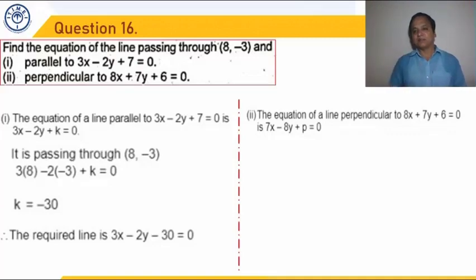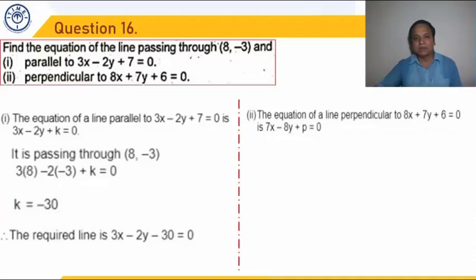Slope of one is minus 8 by 7. Second assumed line is minus 7 upon minus 8, that is 7 by 8. Their product is minus 1. So we interchange the coefficients and change the connecting sign. The equation of a line perpendicular to 8x plus 7y plus 6 equal to 0 is of the form 7x minus 8y plus p equal to 0.